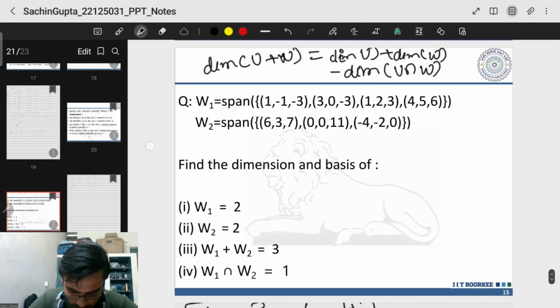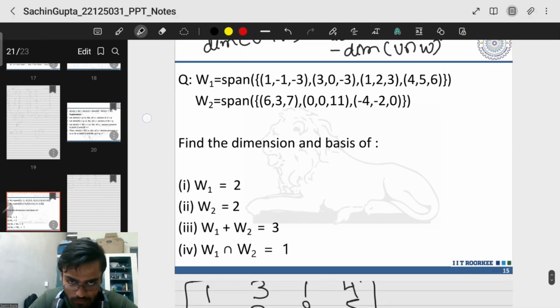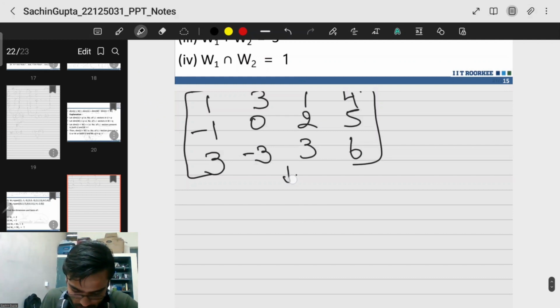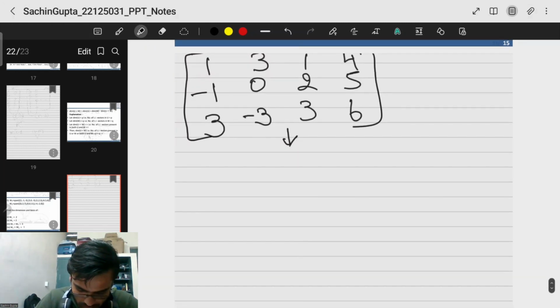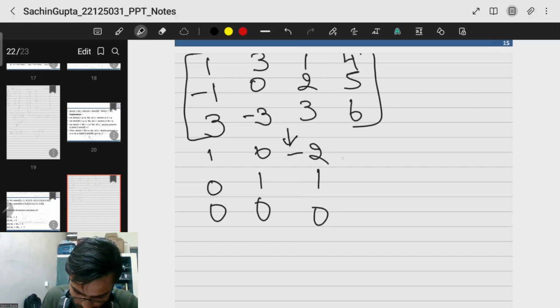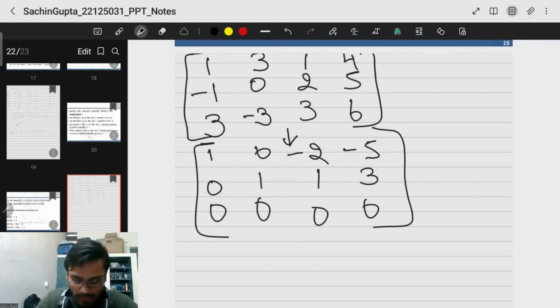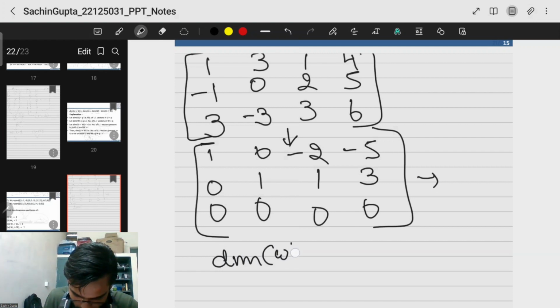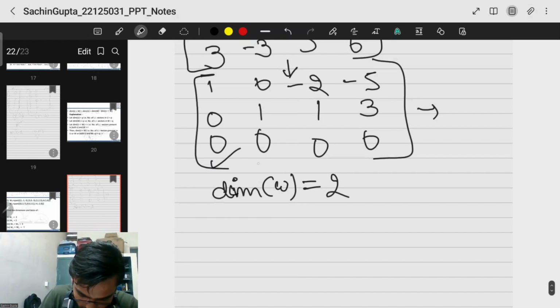We have to find the dimension of W1, that is the number of linear independent vectors present in W1, and it can be found using row echelon form by converting it using row operations. So I am just writing the final answer after converting this matrix into row reduced form. It will be 1 0 0, 0 1 0, 2 1 0 and minus 5. The number of linear independent vectors present in W1, the dimension of W1, is equal to 2. Where are those vectors? First is this and second is this.